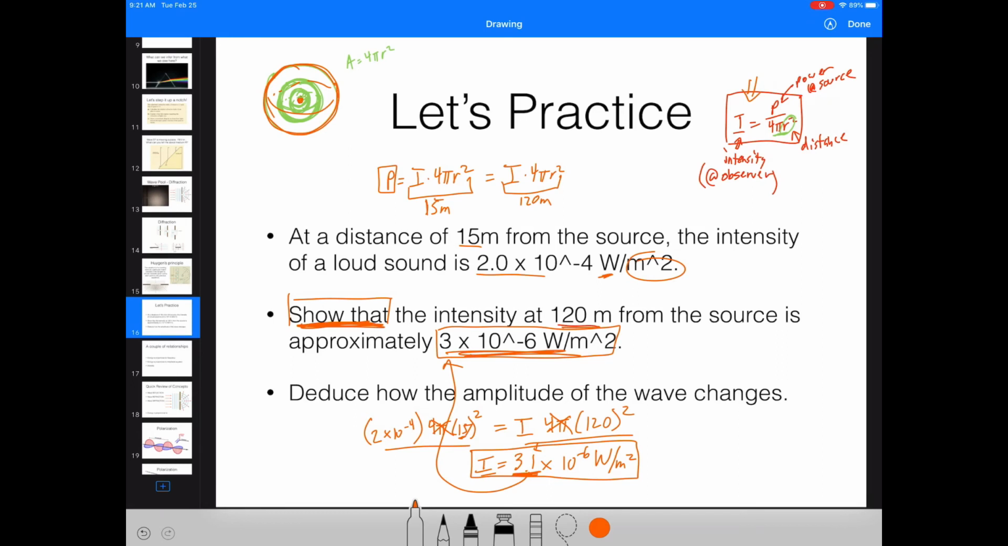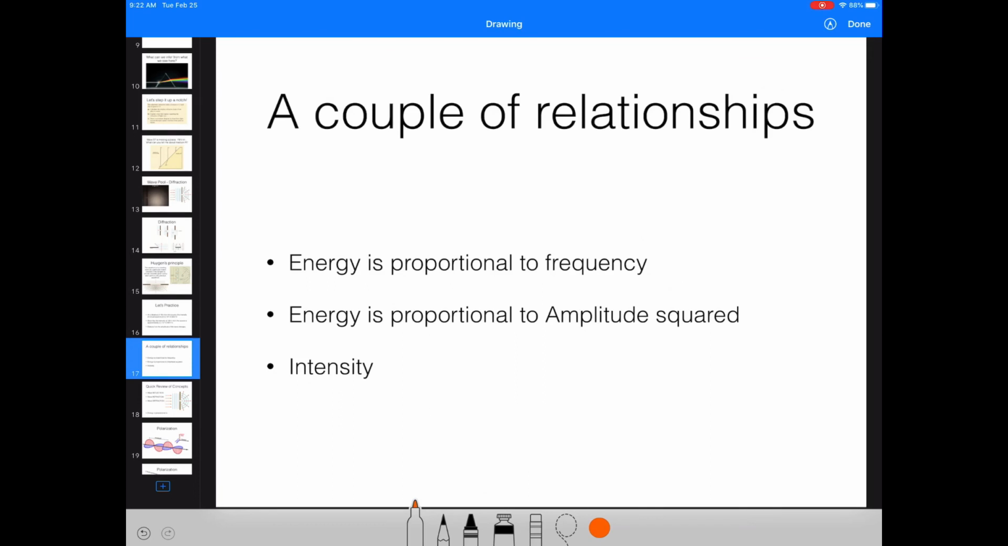So if the intensity is less, what does that mean about the amplitude? Well, the amplitude, remember, is related to the energy, right? So if the amplitude has gone down significantly, from 2 times 10 to the negative 4th down to 3.1 times 10 to the negative 6, that's almost 100 times smaller than it used to be. This is a relationship that will be worth knowing, and I'm going to go through it on the next page.